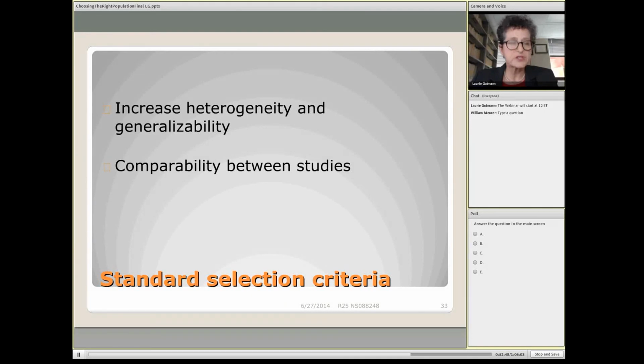So when we look at standard selection criteria, we're going to track back a little bit to Will's discussion about heterogeneity and generalizability. If you're looking at homogeneity or heterogeneity of your population, the latter can help with the results, as Will talked about. I'm not going to reiterate that in the interest of time, but if you make your population too homogeneous, it may change the way you compare your trials, and I'll show you some examples of that in a minute.